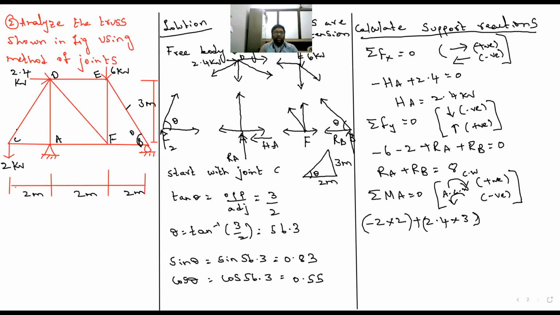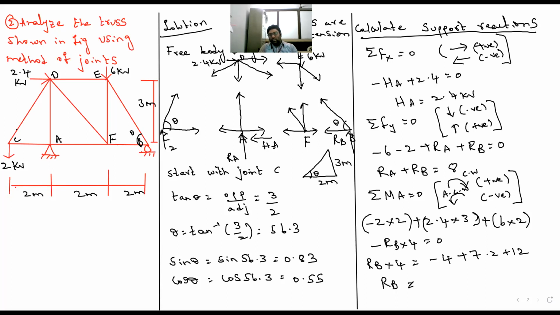RA will not come. We have 6 into distance 2 meters, a vertical force, clockwise, plus 6 into 2. And then we have RB, into distance to A, 4 meters, anti-clockwise, minus RB into 4 is equal to 0. So RB into 4 is equal to minus 4 plus 7.2 plus 12.